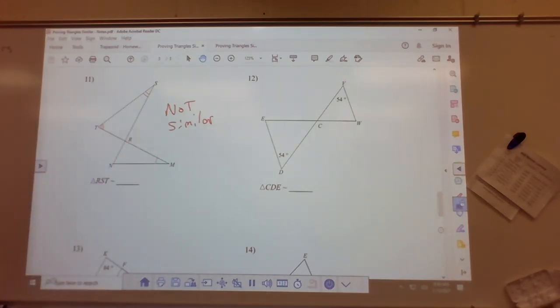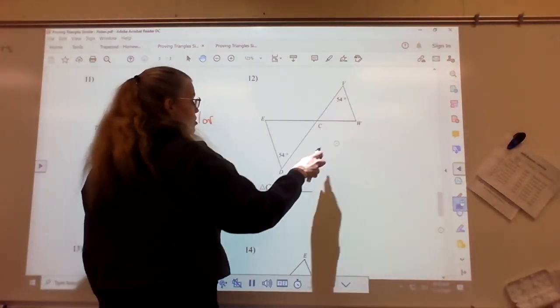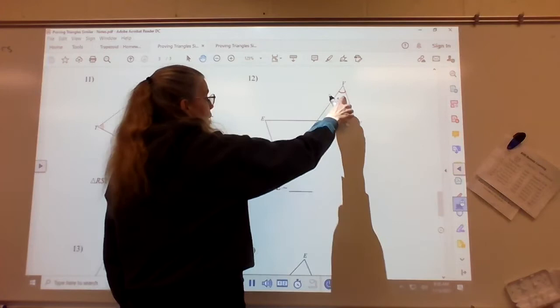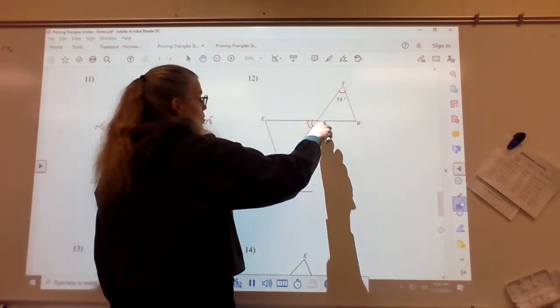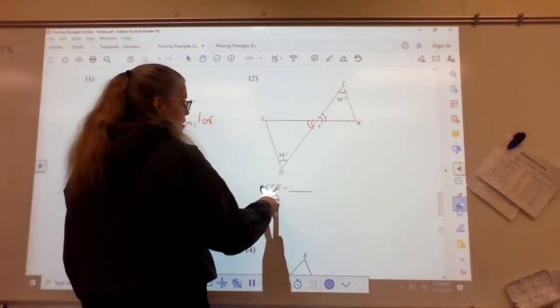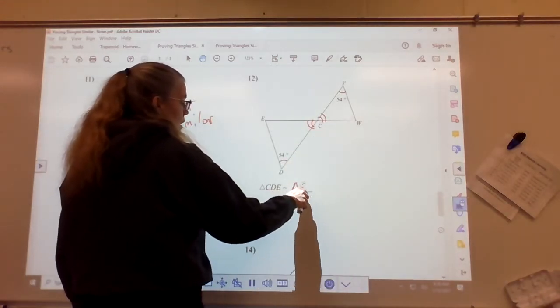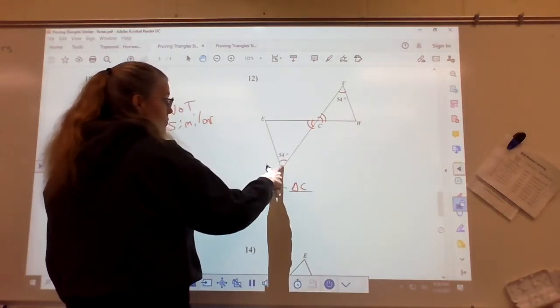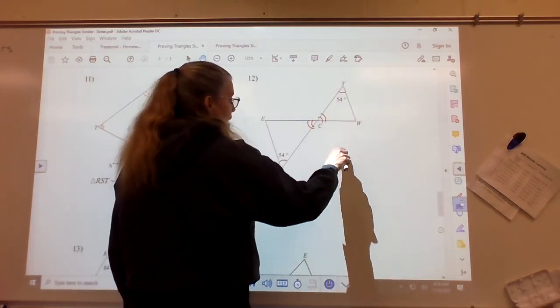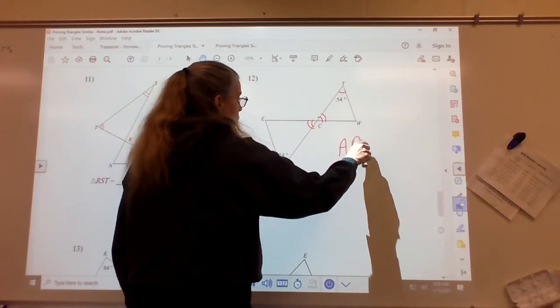Number 12. Now 12, the 54 does match the 54. Those are the same. Got my bow tie going on, so mark those verticals. So that's good. So C was in the middle. D was the 54, so I'm going to go to the V, then W. And I used angle, angle.